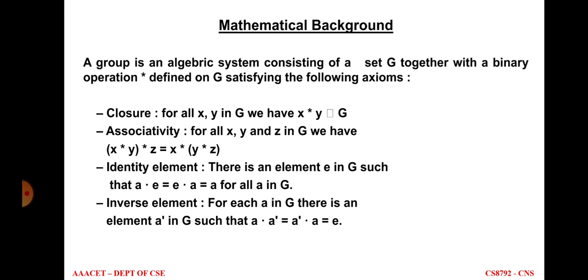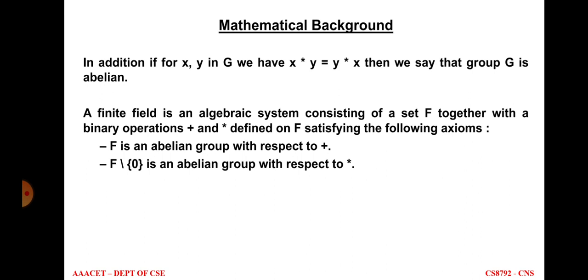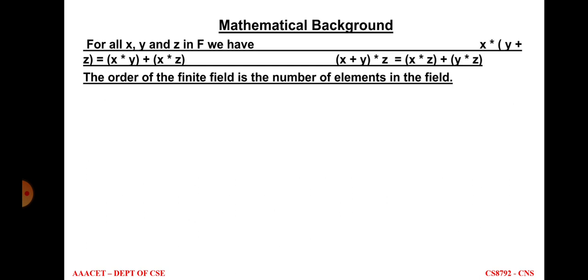And the identity element is such that a star e is equal to e star a, which is also equal to a. For example, consider the element e equal to 1, meaning a into 1 is equal to 1 into a, which is also equal to a. And the final one is the inverse element. So a into a inverse is equal to a inverse into a, which is also equal to the particular identity element e. So these are the properties that should be satisfied by a group. And the next one is the commutative law, that is x star y is equal to y star x. This is also satisfied by an abelian group. We all know what a field and a finite field are. The same concept applies here.